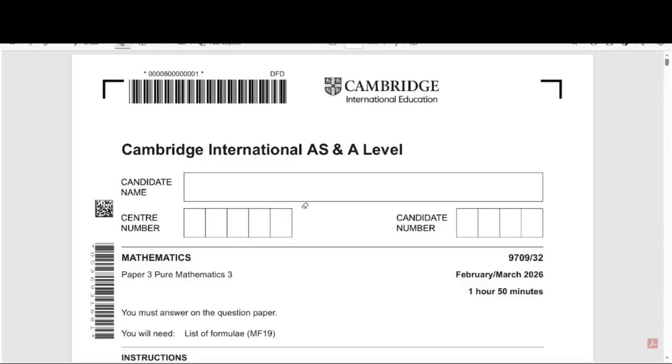For Pure Mathematics Paper 3, February/March 2026.